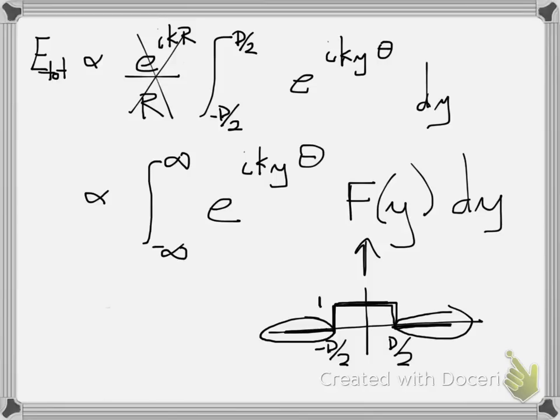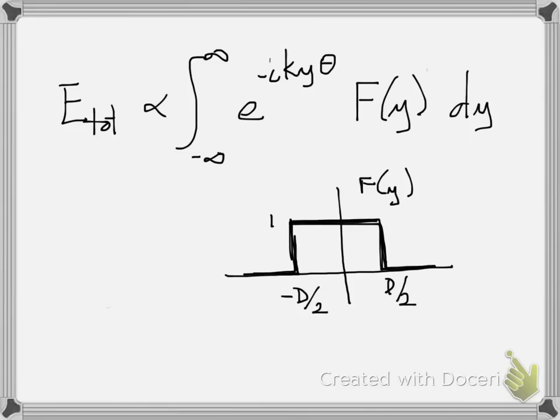Alright, so let me just rewrite this. We have arrived at the fact that E total is proportional to this expression, where you're integrating the product of some function f of y, which describes the shape of the telescope mirror, multiplied by e to the negative i ky theta, where y is the axis going from negative d over 2 to plus d over 2.